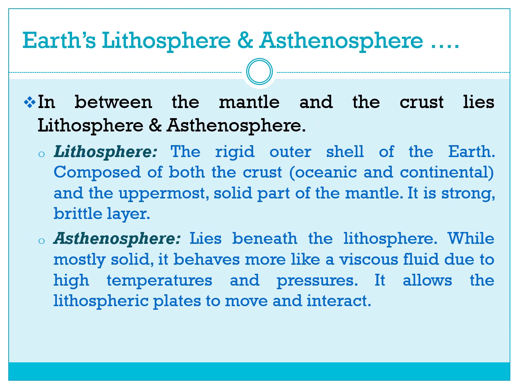Earth's lithosphere and asthenosphere. In between the mantle and the crust lie the lithosphere and asthenosphere. Lithosphere, the rigid outer shell of the Earth, is composed of both the crust and the uppermost solid part of the mantle. It is a strong, brittle layer. Asthenosphere lies beneath the lithosphere. While mostly solid, it behaves more like a viscous fluid due to the high temperatures and pressure. It allows the lithosphere plates to move and interact.